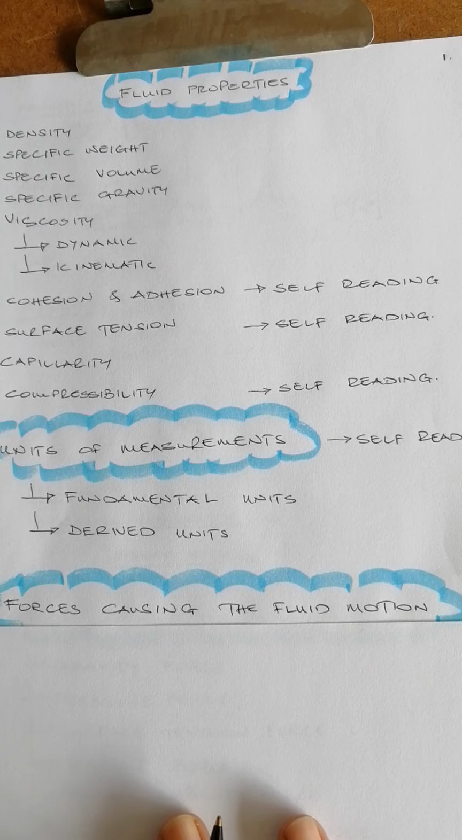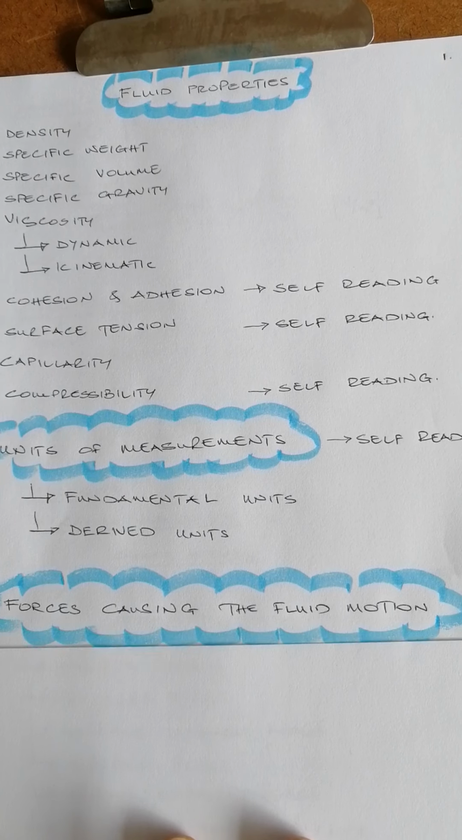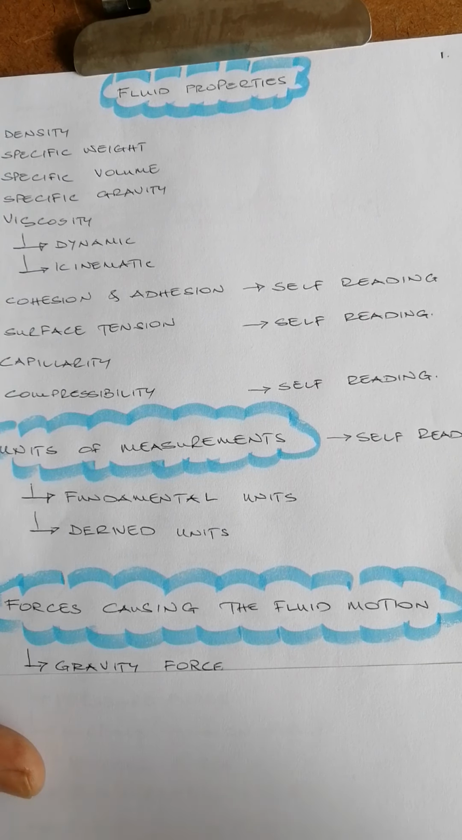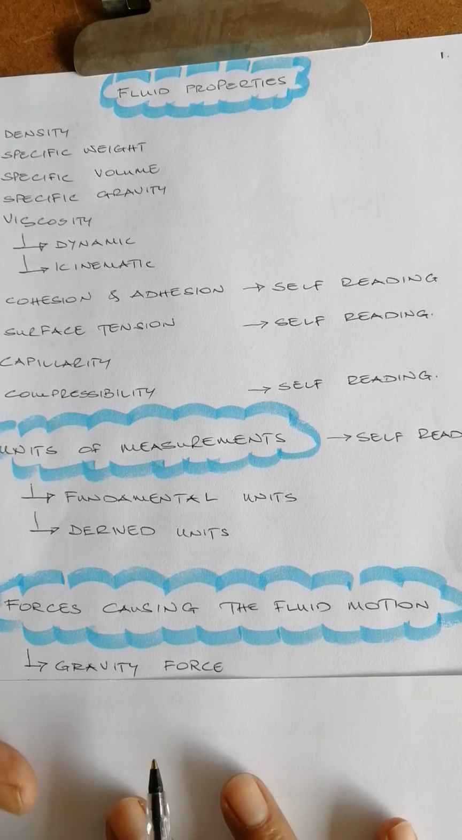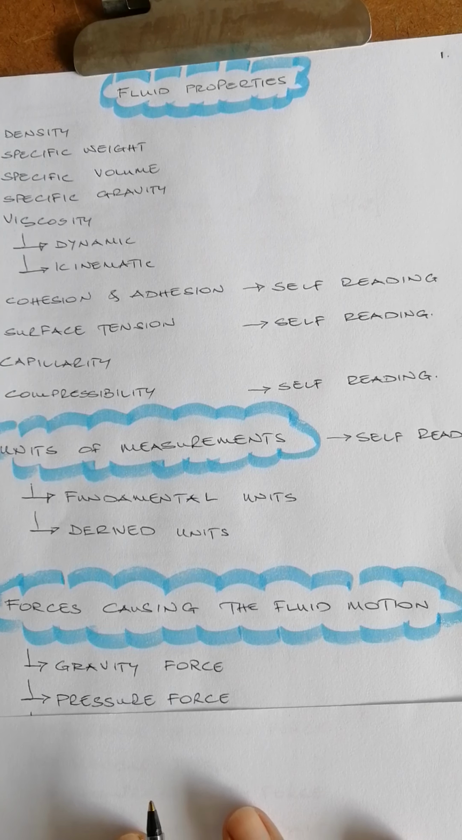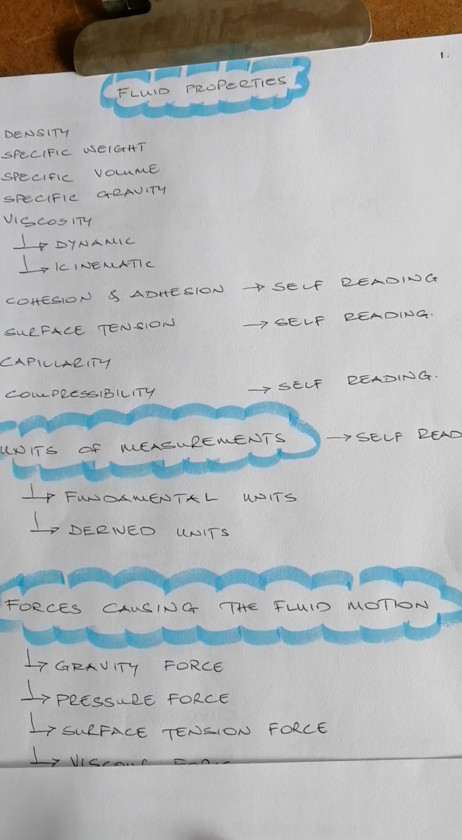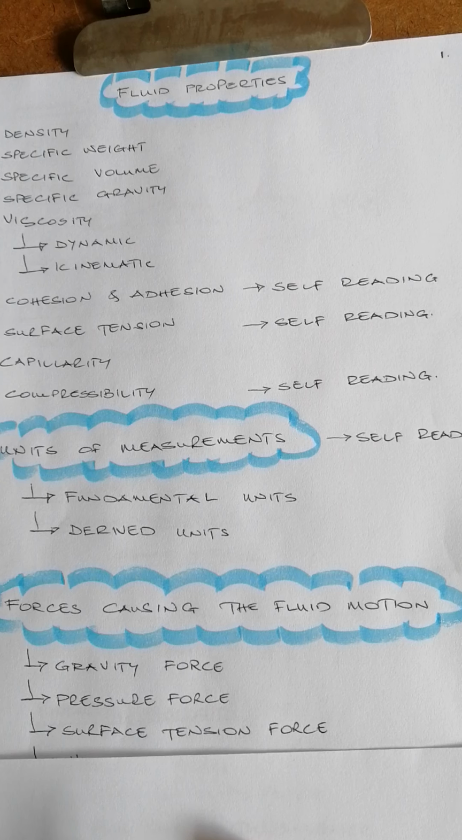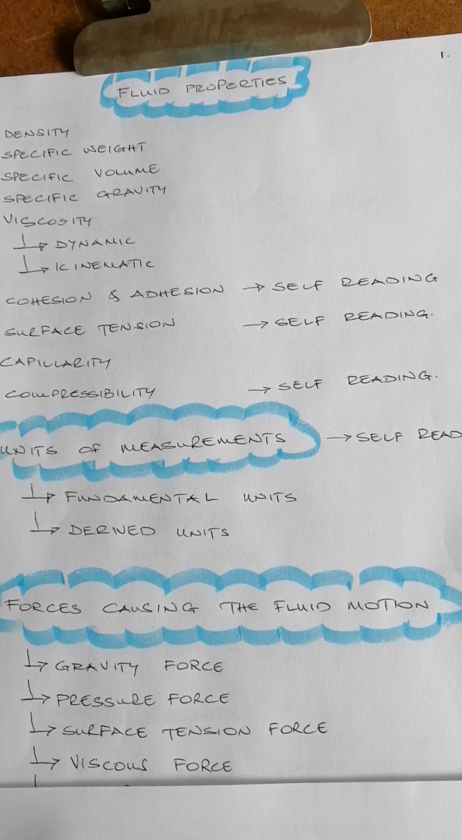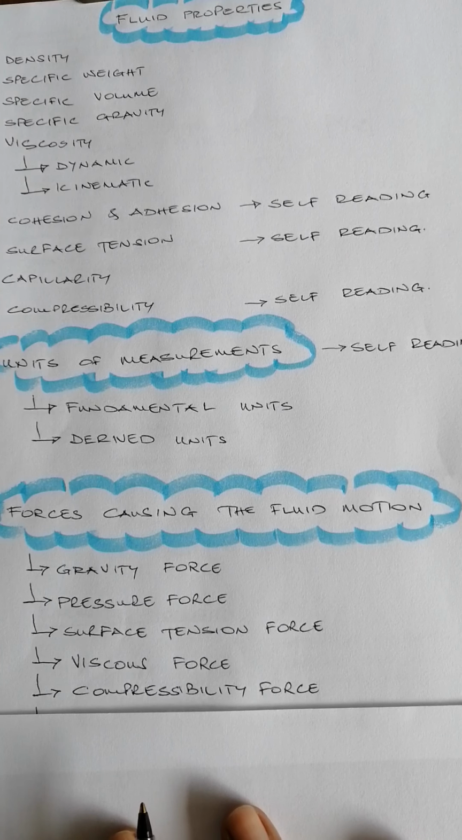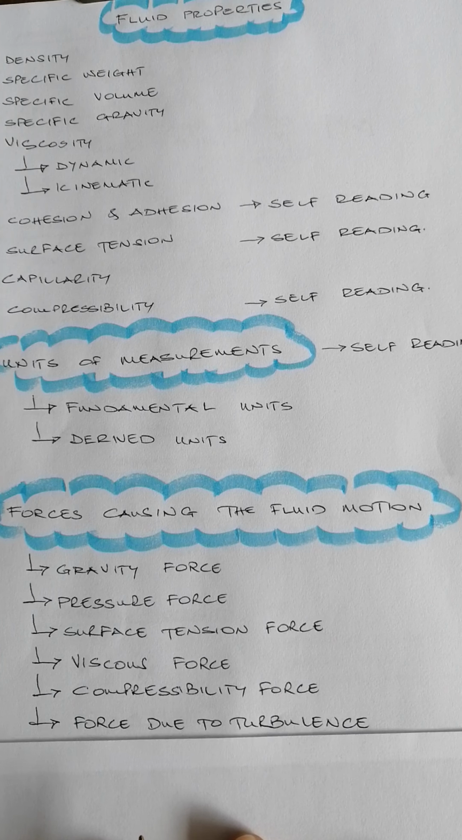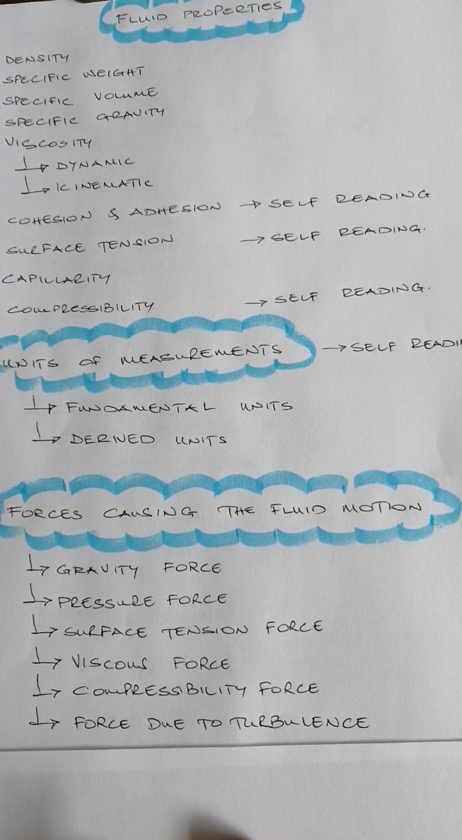We would also then go into the forces that are causing the fluid motion, which number one would be your gravity force. Number two would be your pressure force. Number three would be your surface tension force. Number four would be your viscous force. And then number five would be the compressibility force. And the last one would then be force due to turbulence.